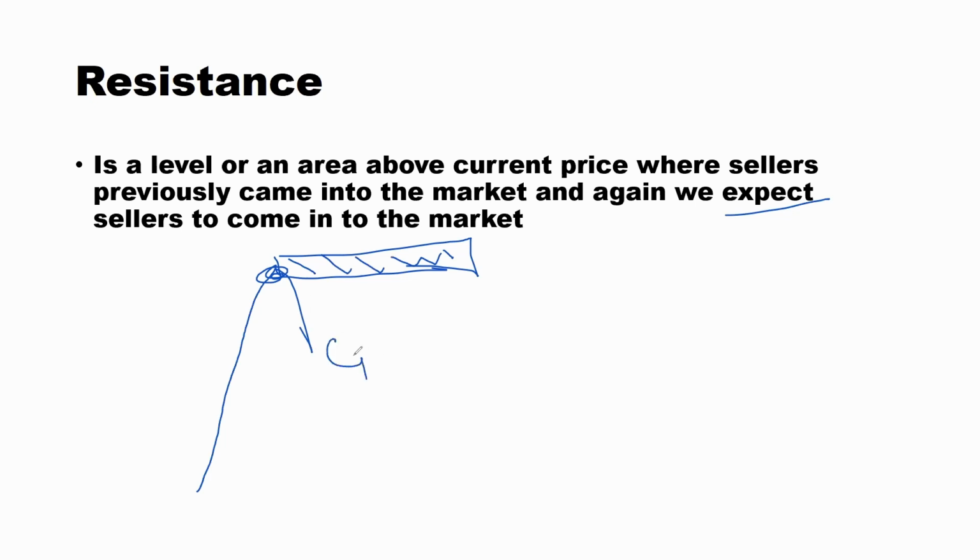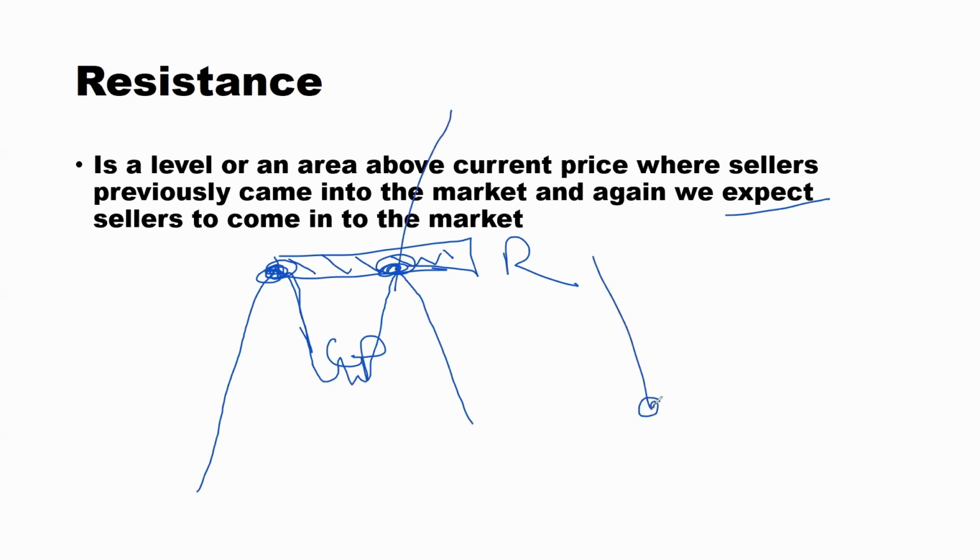So this is your current price, right? We're saying this is what we call resistance. Why? Because sellers came into the market at this price. Now we expect that if price comes back here, sellers will come into the market again. But why are we using the word expect? Because sometimes the market can break through the resistance.